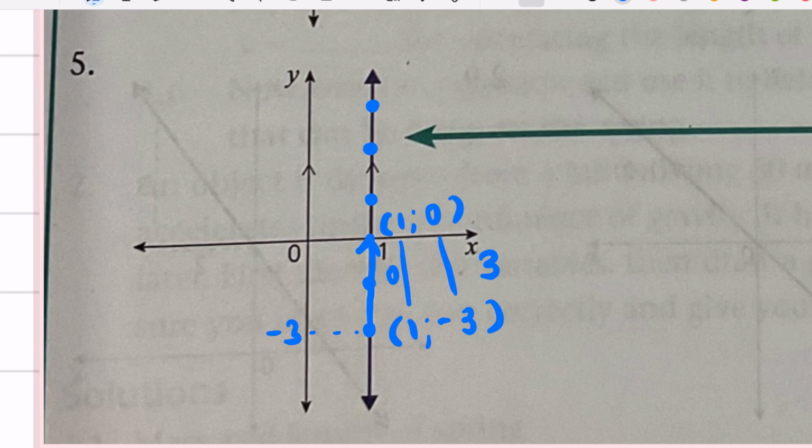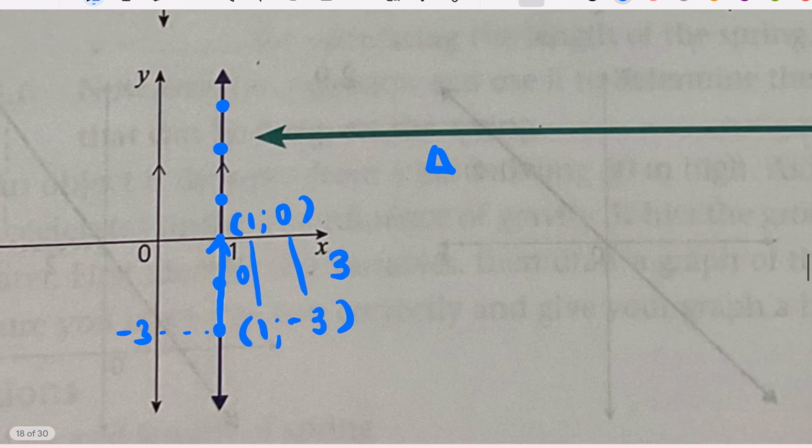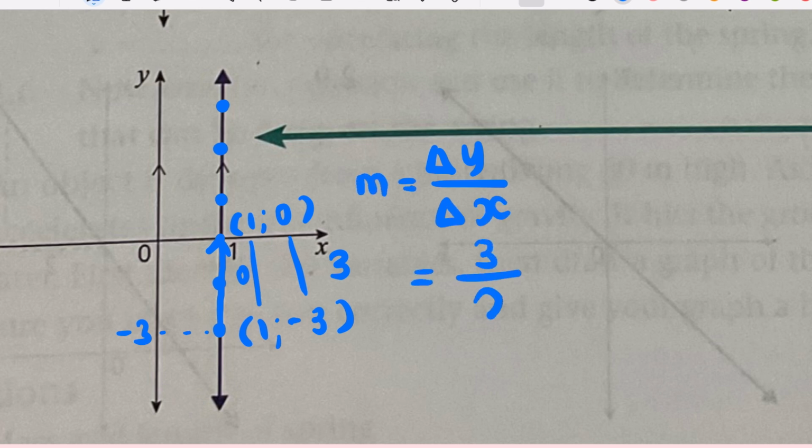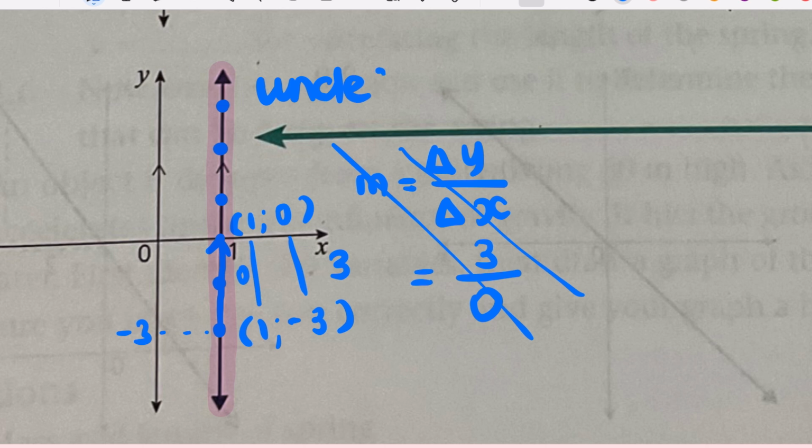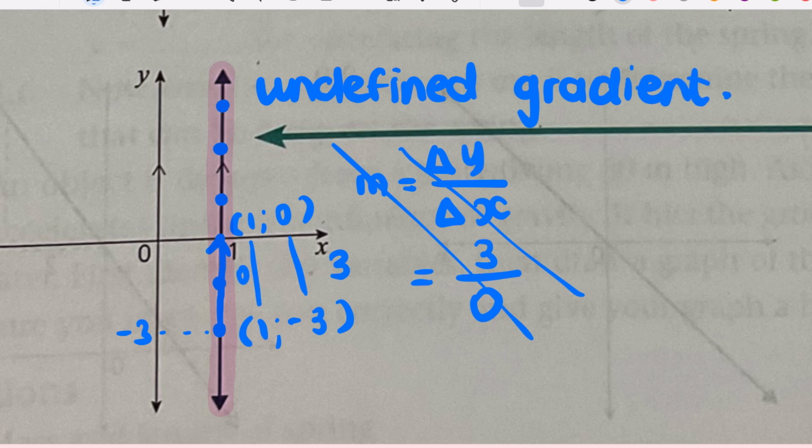that's 3 units. But now what's going to happen is if you put it into your change in y over change in x for the gradient, you are going to see that you are going to divide by 0 because there was no change in x. So that means that's 0. And that's why the gradient of a vertical line is undefined. So this is an undefined gradient. Okay, you don't have a gradient for this line.